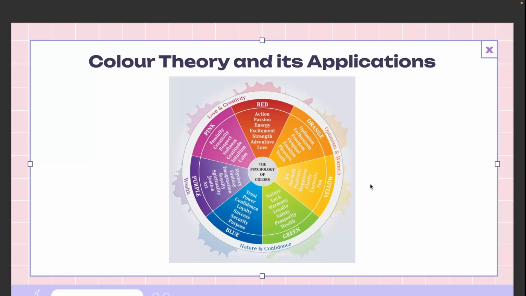Each color has its own story to tell. So when you're choosing a color for your brand, you should be very careful. If you're choosing red, just know that you're taking a very big risk, because if you see, the majority of brands will choose the color blue. Why? Because it shows trust, power, confidence, loyalty, success, security, purpose. So blue kind of makes users feel that way.